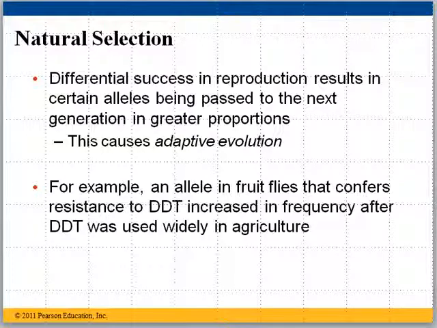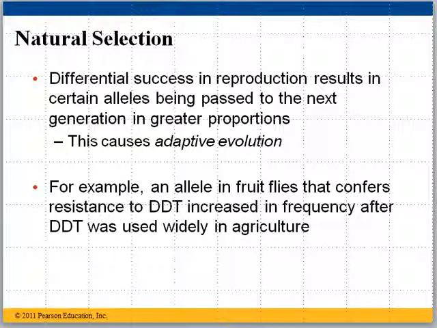First, let's do a really quick intro into all three, and then we'll dissect them and go into more detail. Natural selection we've already discussed. Differential success in reproduction results in certain alleles being passed to the next generation in greater proportions. This causes what we call adaptive evolution, to where the creature becomes better matched to its environment. And a good example they use in the textbook is a particular allele that can be found in fruit flies that confers a resistance to DDT.